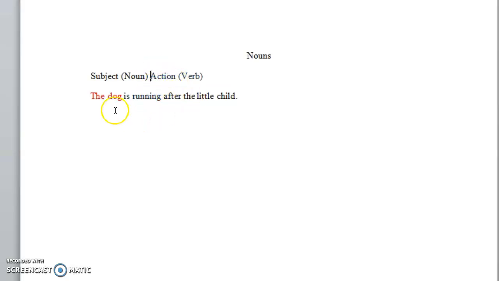Then we have the dog is running after whom? After the little child. So again, child, it's a person, so it's another noun here. Okay, of course it has specific name because we have after, it's the preposition. After what? After the child, so child is the noun. Okay, we'll comment about after a little later on.